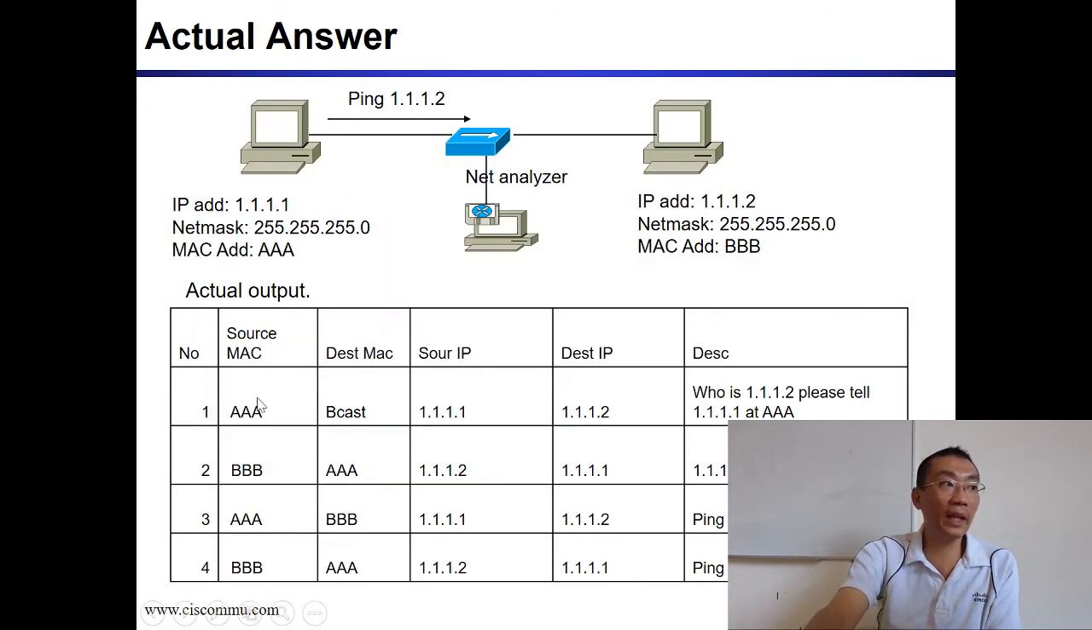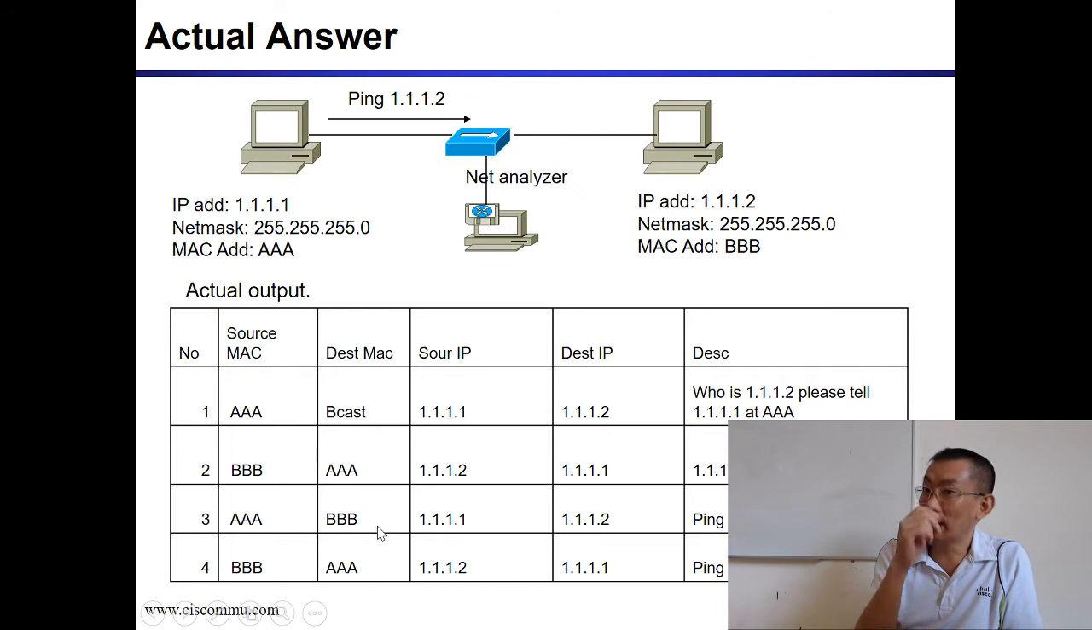So first, when AA pings, it will send a broadcast. That means sending to everybody, saying who is 1.1.1.2, please tell 1.1.1.1 at this MAC address. Then BB will reply to AA and say that 1.1.1.2 is at BBBB MAC address. Then only the ping can begin. Before any IP communication, you must have address resolution.